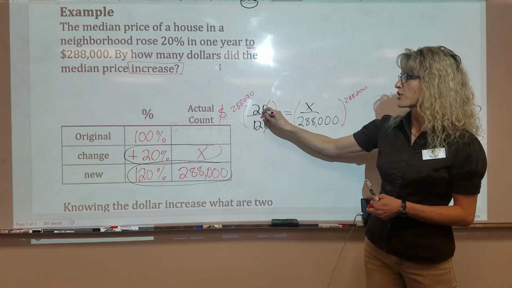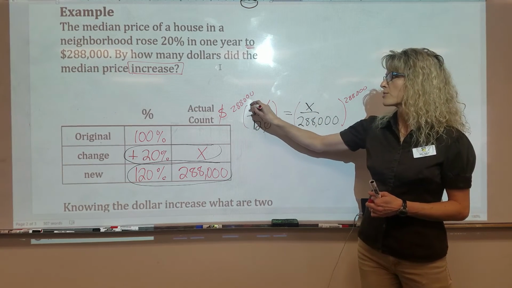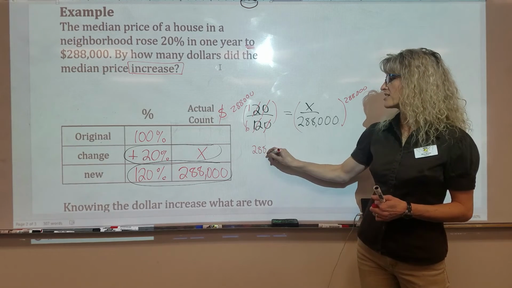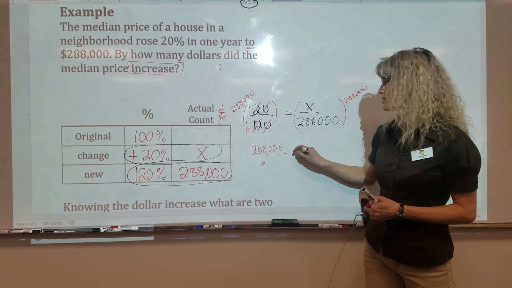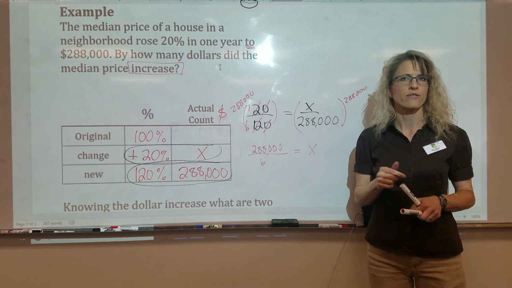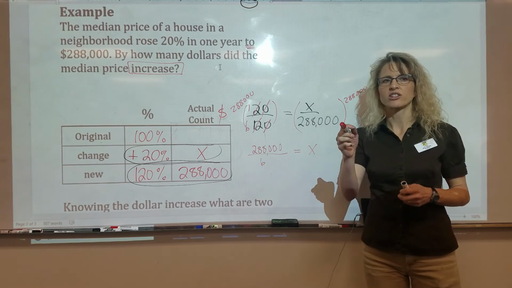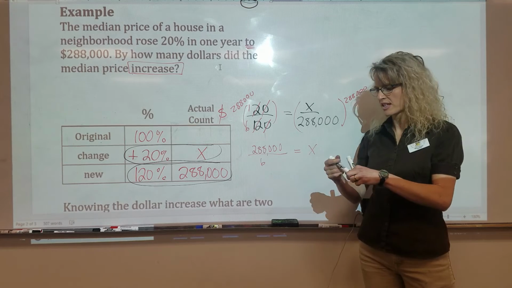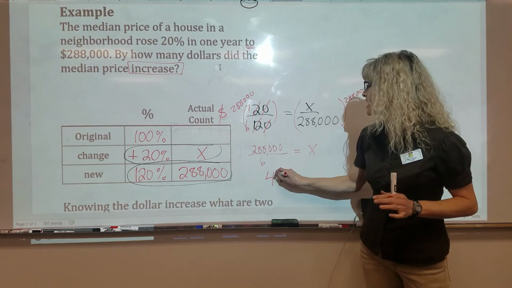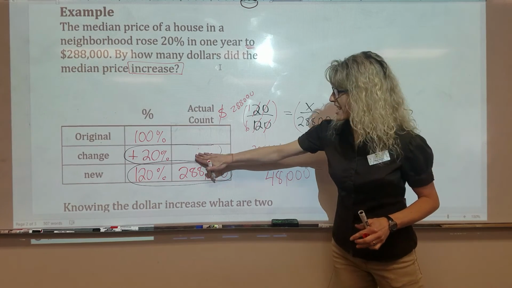All right, zeros are going to go away if I divide top and bottom by 10. 2 into 12 goes once and 6. So really, I've got 288,000 divided by 6. Someone's going to type that in really quick. Who's got that? AJ, you've got the calculator. What do you got? 288,000 divided by 6? 48,000. That's our X. That's our change amount.